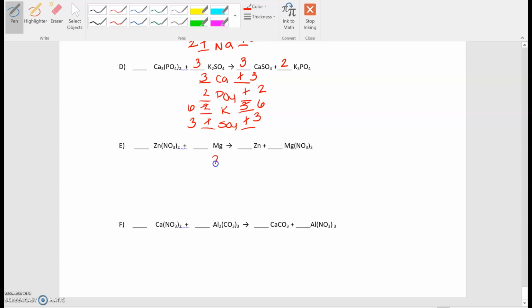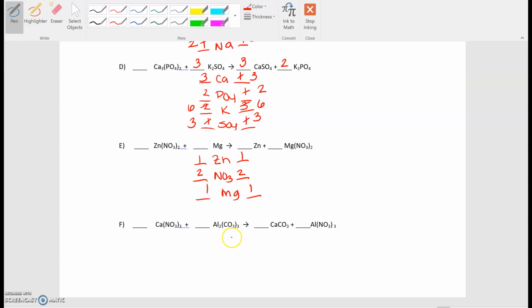E, zinc, nitrate, magnesium. 1 zinc, 1 zinc, 2 nitrates, 2 nitrates, 1 magnesium, that's balanced. You don't have to write anything.